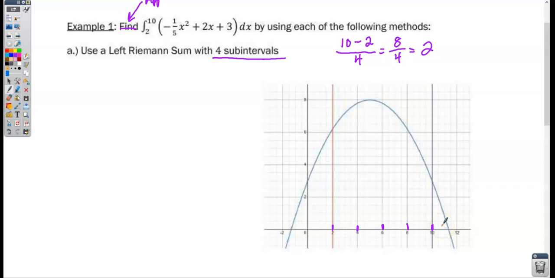Then, since we're using a left Riemann sum, for the interval from 2 to 4, the height of the rectangle is going to be the value of the function at the left endpoint. So right here, that's going to be the height of my first rectangle. I'm just going to freehand these. Then for the next interval from 4 to 6, the height of my rectangle is going to be determined by the value of the function at the left endpoint. I'm going to go up here.